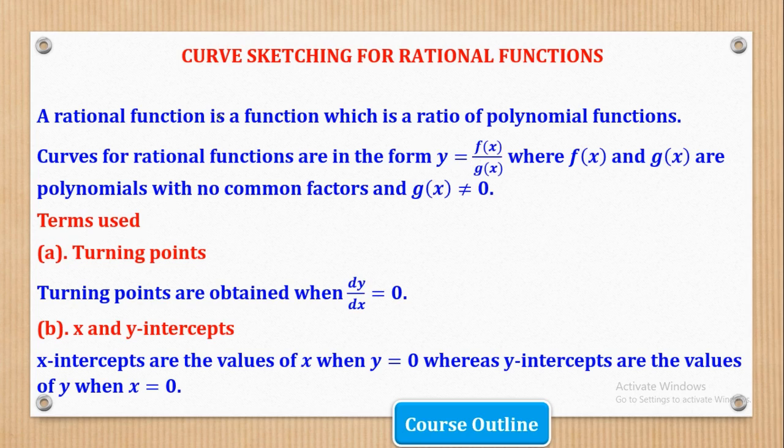Now, before we go to this curve sketching, there are some terms we need to know. Some of them we covered under curve sketching 1, but we shall still go through them. One is turning points. Remember that for you to get the turning points, the first derivative is equal to 0. Turning points can be a maximum point, a minimum point, or a point of inflection.